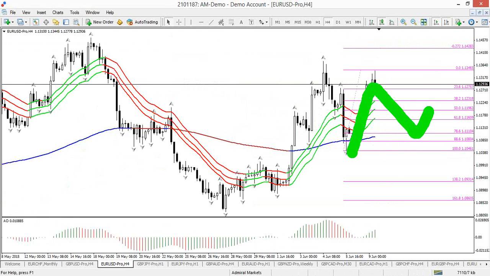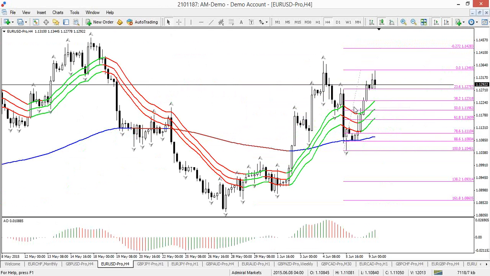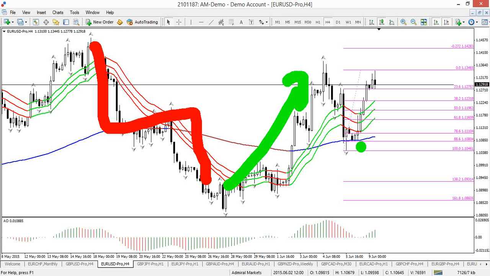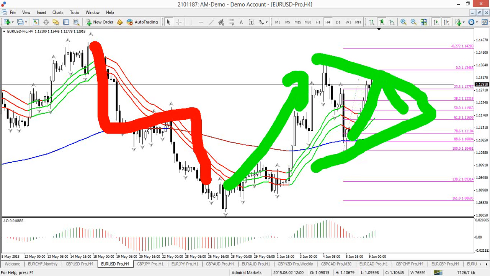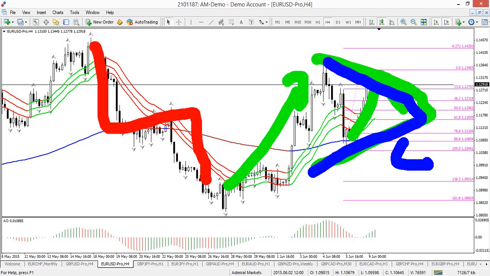This particular count is possible, but it has its difficulties, in the sense that there could be many explanations at the moment for this particular structure. And although this is a clear ABC, this looks more impulsive. What can explain this part right here? It could be a triangle. That could be difficult. It could be wave 4, 2.